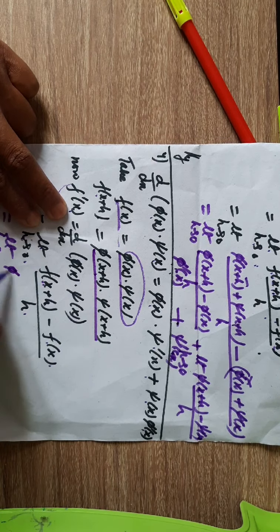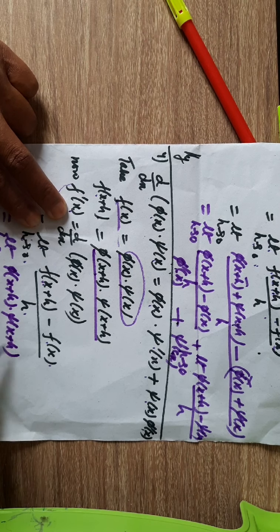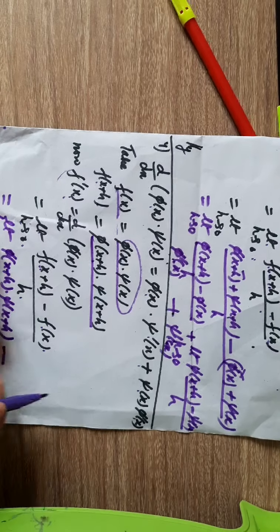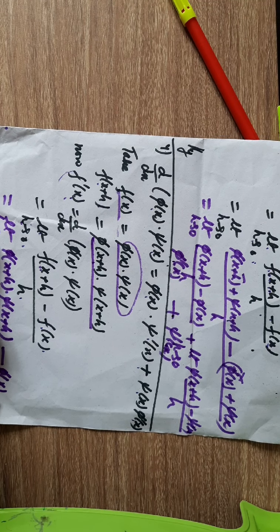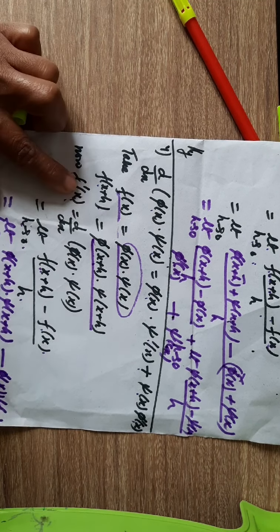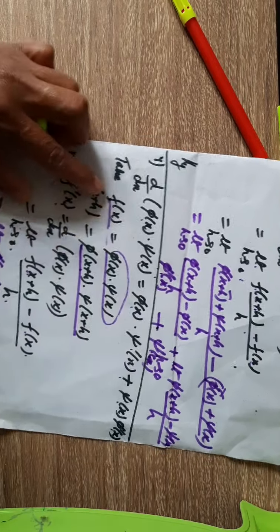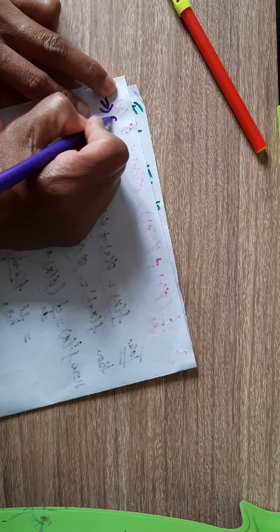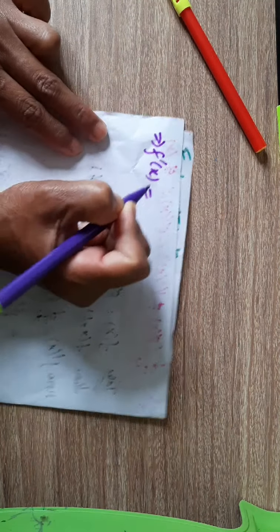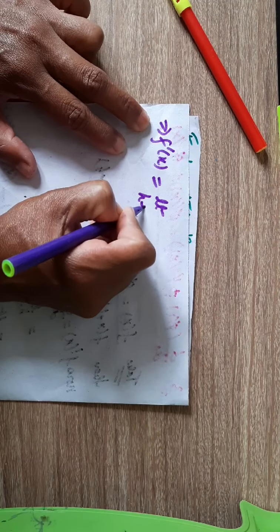Substitute this one. It will be phi of x plus h into chi of x plus h minus phi x into chi of x, whole thing divided by h. Now next, what we can do now, this implies that f prime of x is equal to limit h tends to 0.